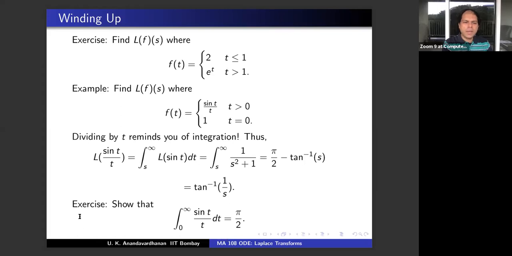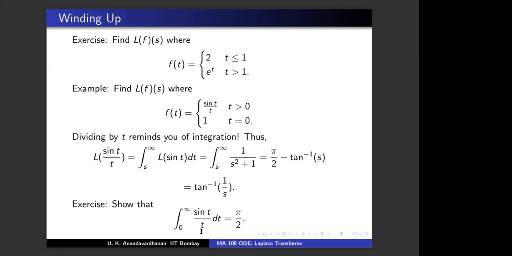And from this, I leave it as an exercise. This is an integration you would have done in various different ways in your calculus class. Integral 0 to infinity sine t by t dt is pi by 2. And from this also you can compute that. Do you see how to do this?